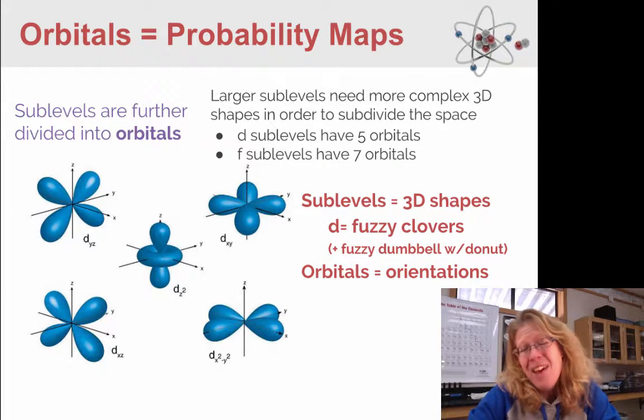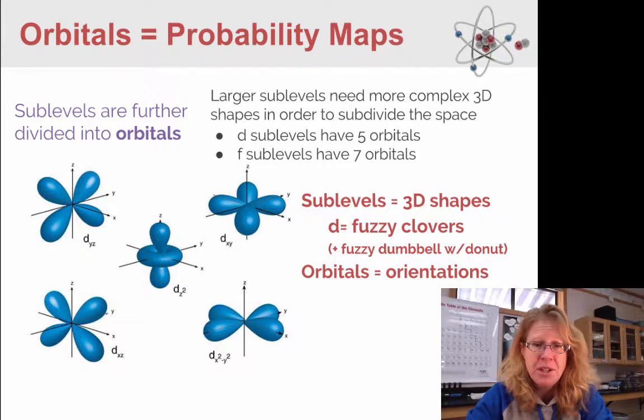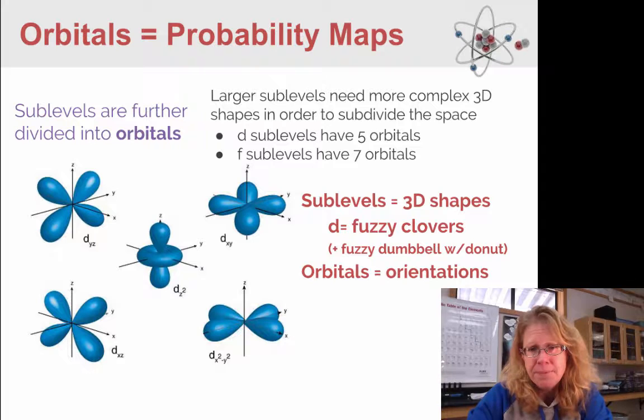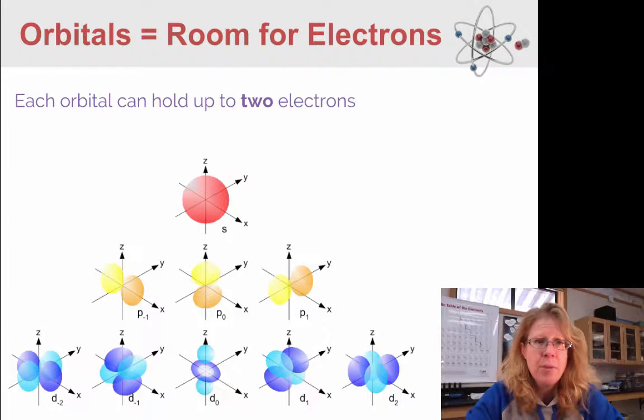And then the F is even the next step up from that, where it's got 7 different orbital orientations, even more complex, crazy-looking shapes, but there happens to be a series of 7 of them. So again, if you can remember the odd numbers, the number of orbitals is 1 for S, 3 for P, 5 for D, and 7 for F. 1, 3, 5, and 7. There we go.